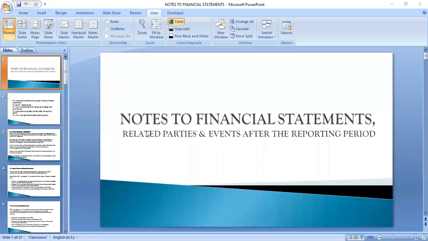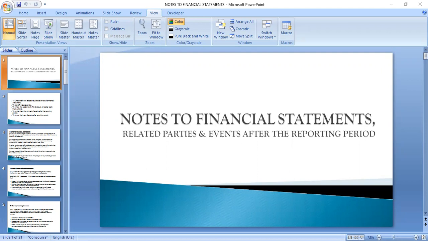So chapter 3 is actually notes to financial statements. Chapter 3, notes to financial statements. Okay, so to follow, we have chapter 3, notes to financial statements. And here we have the related parties and events. Related parties and events after the reporting period are included in chapter 3, for the notes to financial statements.